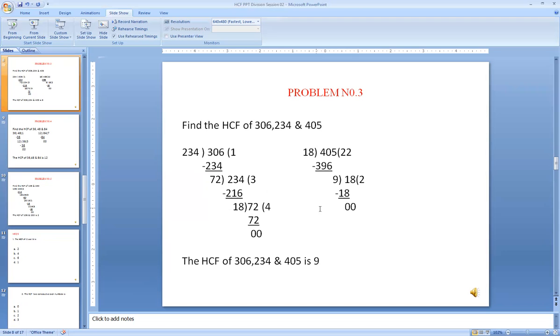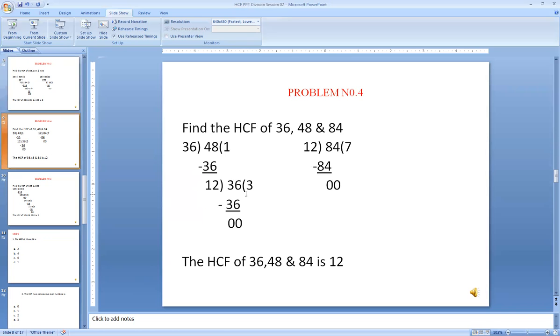Now we should say what is the highest HCF of these three numbers, that is 9, because we have divided all the numbers. Here the last divisor which gives the remainder 0 is 9. Therefore we will say that the HCF of 306, 234 and 405 is 9. So this is the third one.